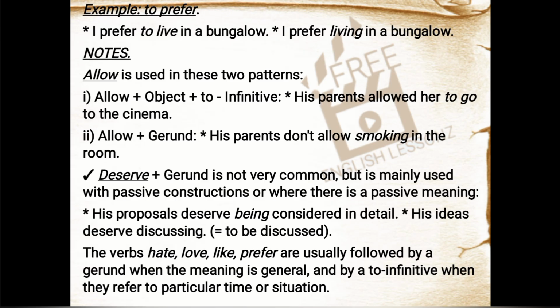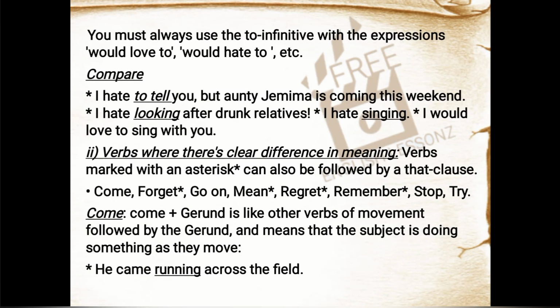The verbs hate, love, like, prefer are usually followed by a gerund when the meaning is general, and by a to infinitive when they refer to a particular time or situation. You must always use the to infinitive with the expressions would love to, would hate to, etc. Compare: I hate to tell you, but Auntie Jemima is coming this weekend. I hate looking after drunk relatives. I hate singing. I would love to sing with you.